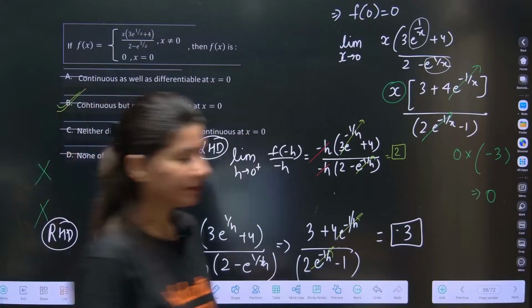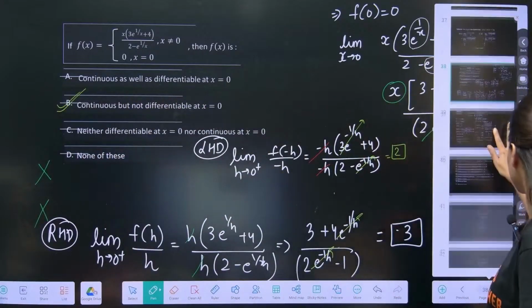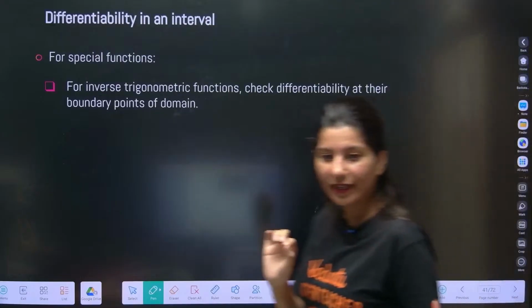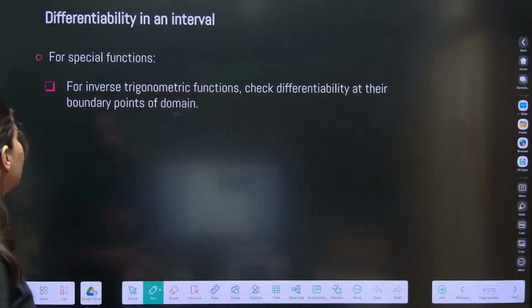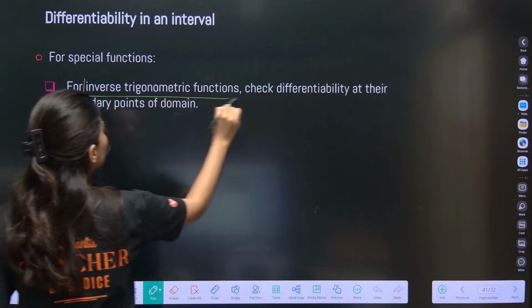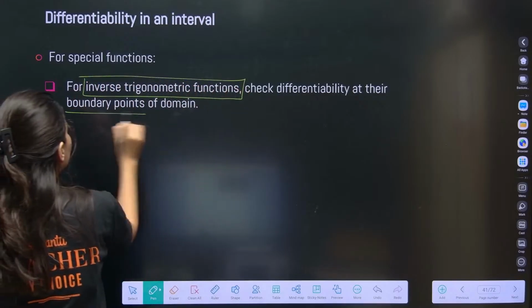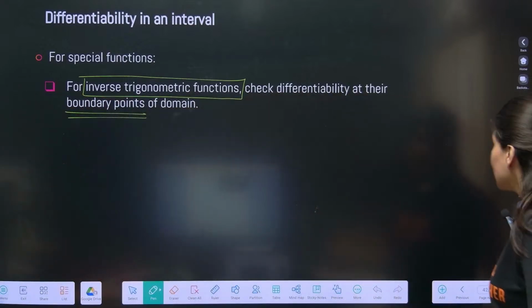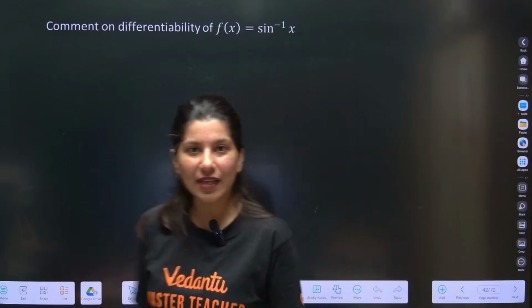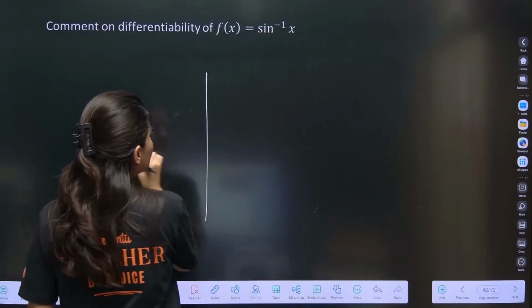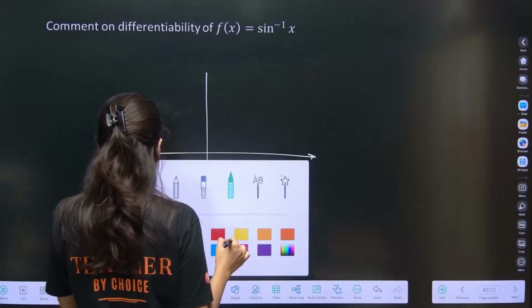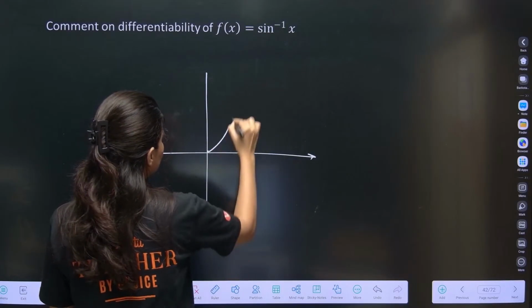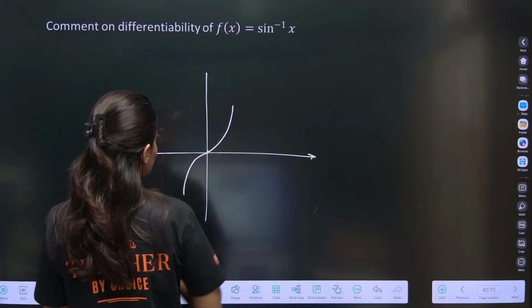Correct, everybody? Now, one more important point I would like to make, that whenever inverse trigonometric functions are involved, check differentiability at boundary points of the domain. Okay. So let me tell you why. Suppose f x is equal to sine inverse x. Do you remember the graph of sine inverse x, by the way? Because I have taught you this. Sine x graph is this. So sine inverse x graph looks like this. Yes or no?